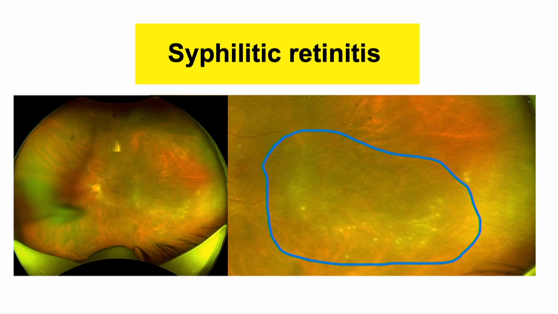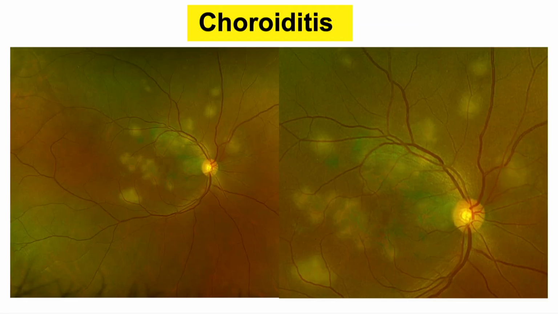Now, another entity is syphilitic retinitis. So the great mimicker, as you all know, it can have a varied presentation, but few features are pathognomonic of syphilis. So that is a ground glass retinitis, along with these punctate pre-retinal precipitates. So these are pathognomonic of syphilitic retinitis.